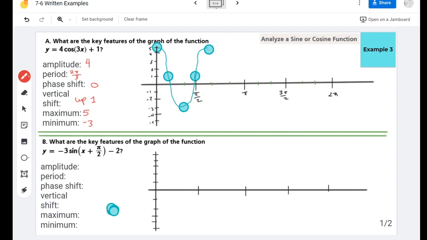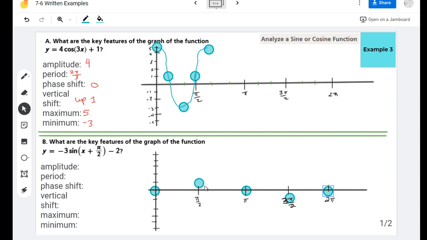Let's try this again. So this one's talking about a sine function. So I'm going to start at kind of our generic graph. Remember, the sine starts at 0, goes to 1, goes to 0, goes to -1, goes to 0. I have it so close because I know that we're going to be doing some wacky stuff with it.